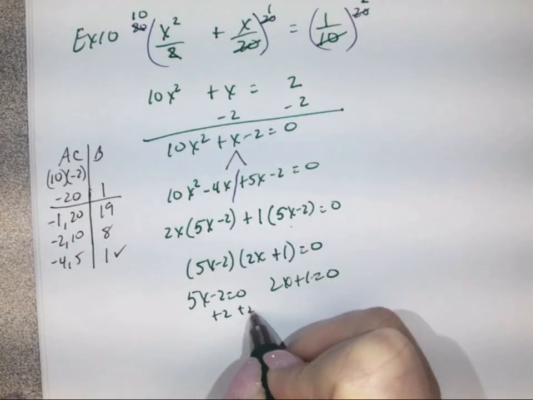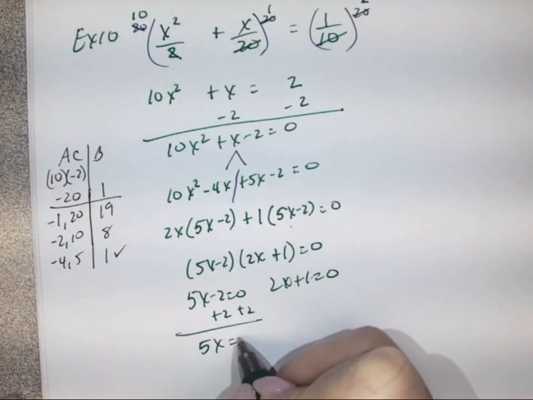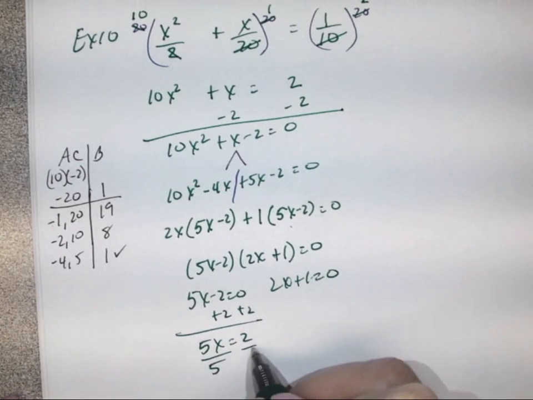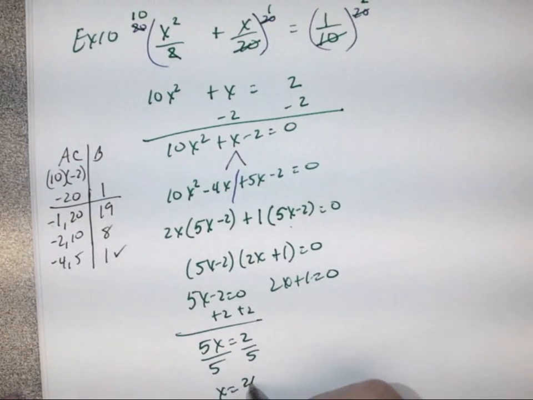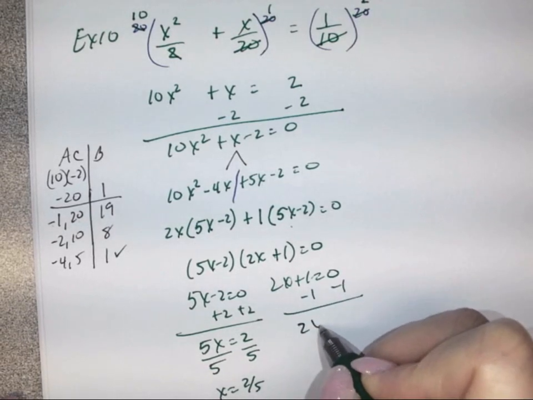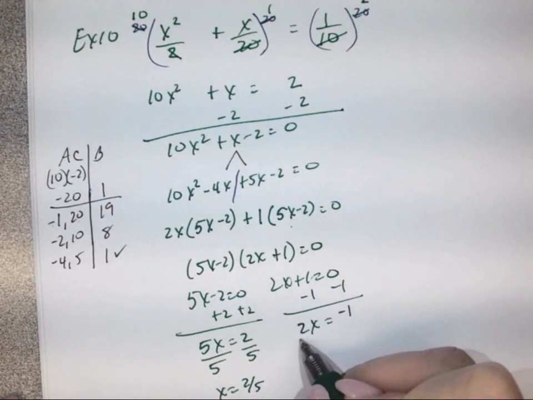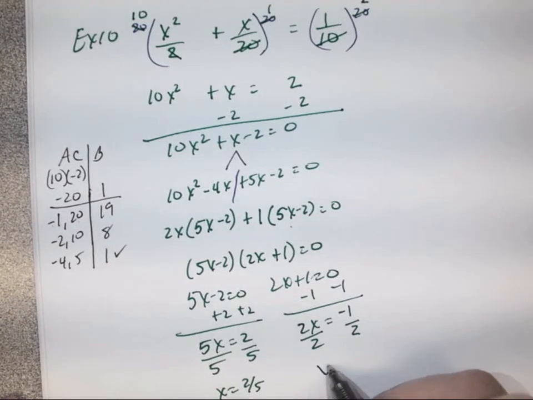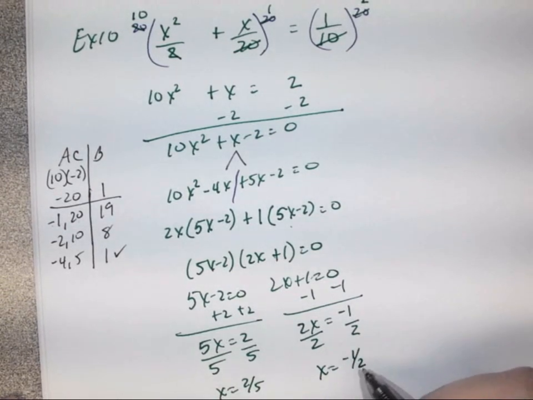We'll add the 2 over and get 5x is equal to 2. Divide by 5, x will equal 2/5. Subtract our 1, we get 2x is equal to negative 1. Divide by 2, x is equal to negative 1/2. So those would be our two answers.